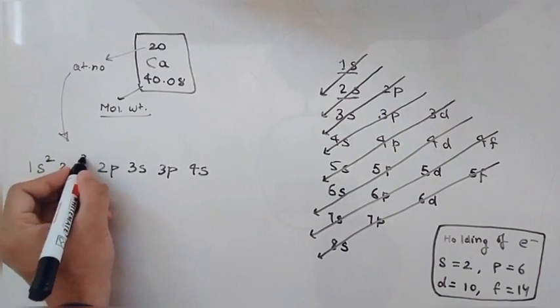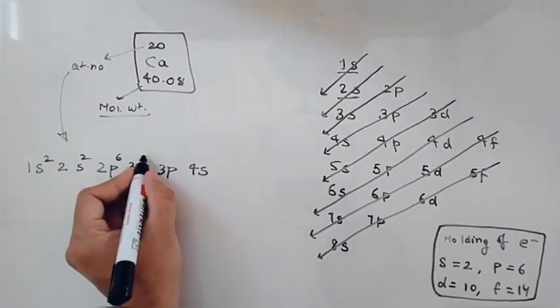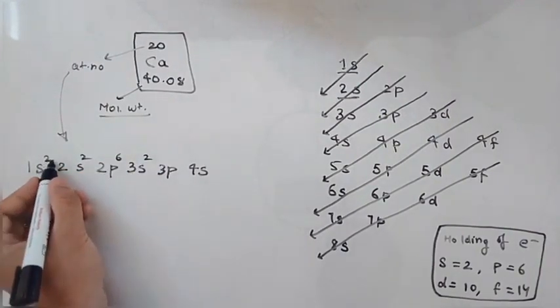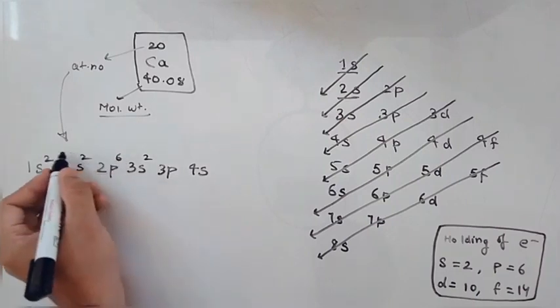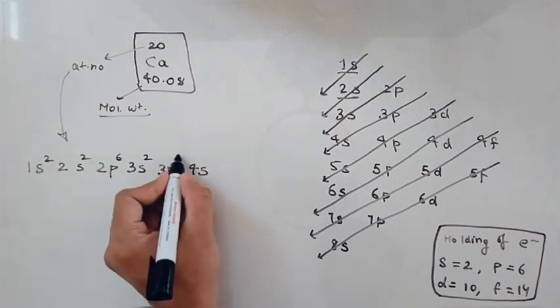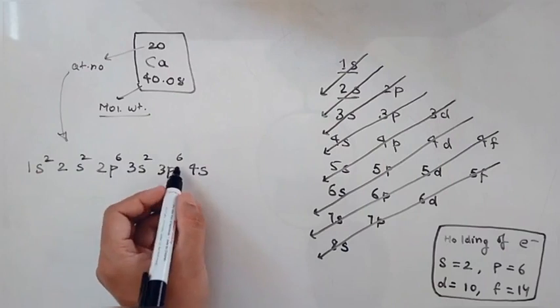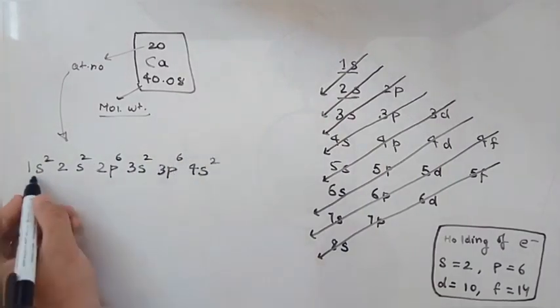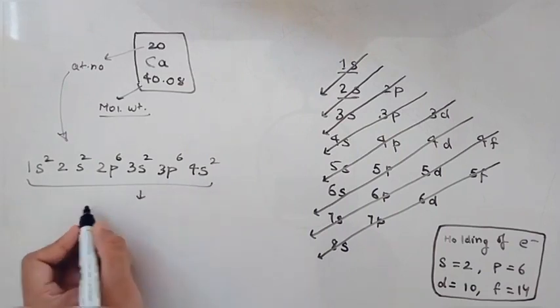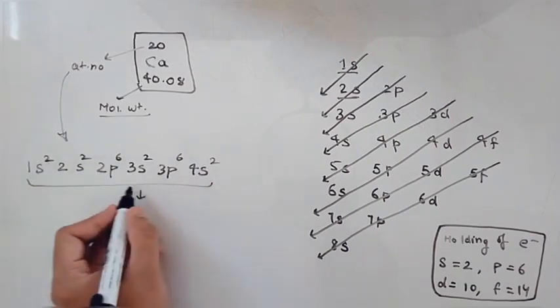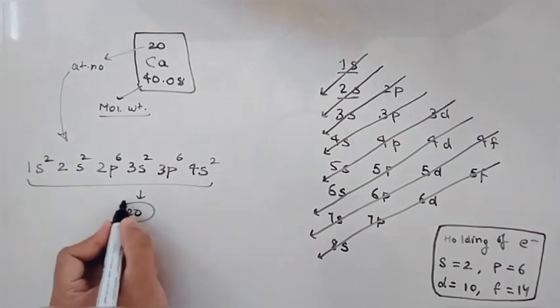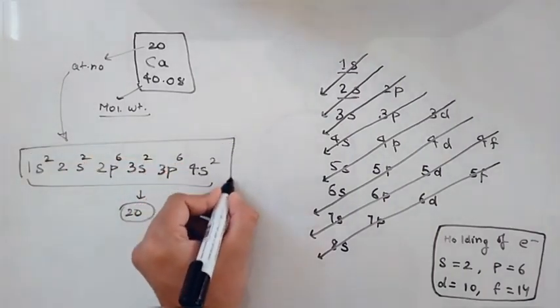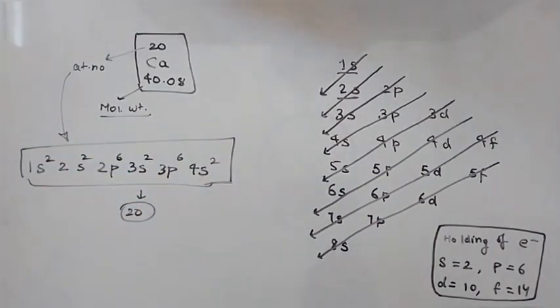2 we can fill here, 2 here, 6, then again 2. Let's count it: 2, 2 is 4, 10, 12, 6 again, so it's 18, and again 2. So in total, the number of electrons filled in the orbitals equals 20. So this is our final electronic configuration for calcium. Now let's see one more example, then we'll be finishing our class.